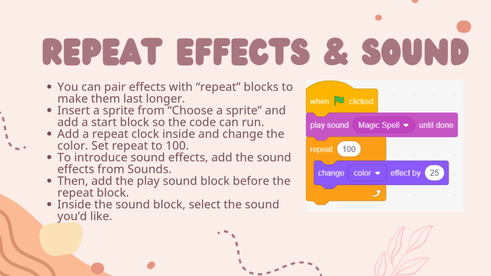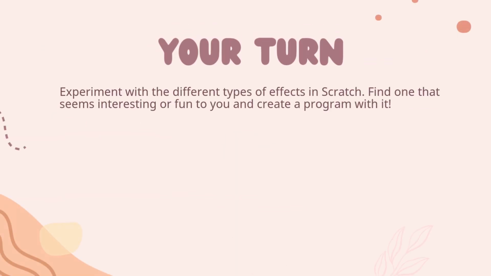You can also add sound effects to your effects. To introduce sound effects to this, pick the sound effect you like from the Sounds library and add the Play Sound Until Done block before the Repeat block. Go and select the sound you like from the drop-down box. This gives you a sprite that changes colors when a magic spell is cast on it.